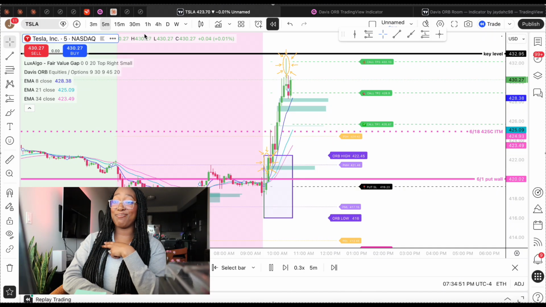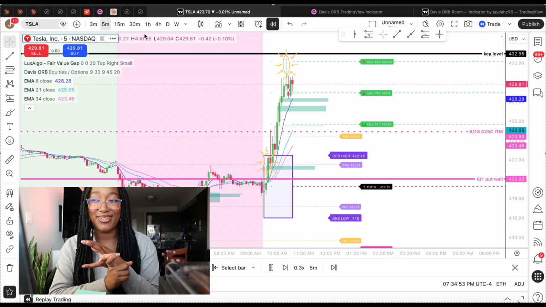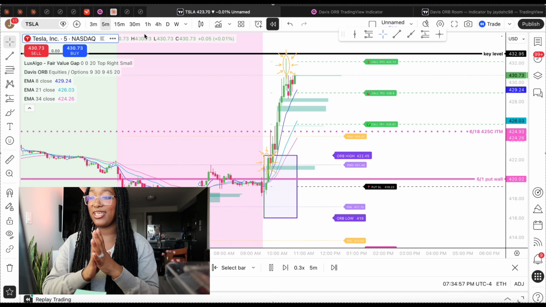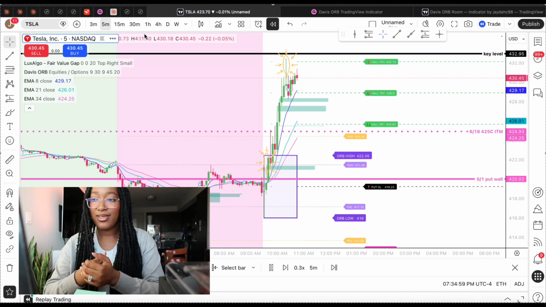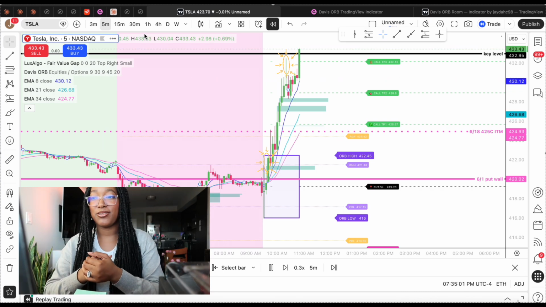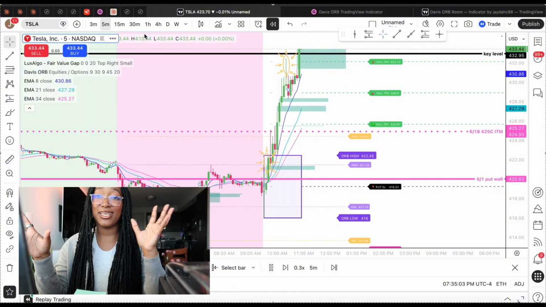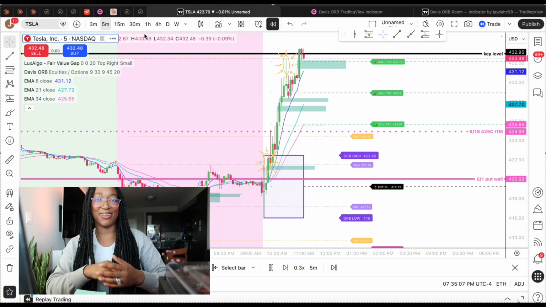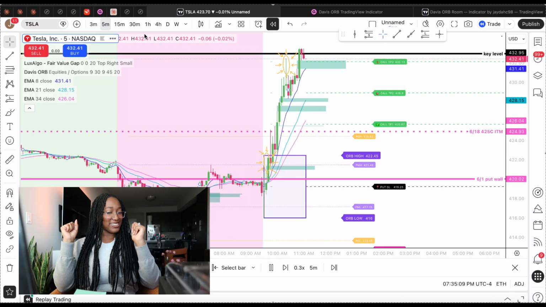I rode it at TP1, rode it at TP2, rode it to TP3. So if you literally follow this indicator exactly and read the price action, the indicator played out the trade for you today. And I know most days it typically doesn't hit TP3, but today was just a day that it literally went right up to TP3 and it was perfect.